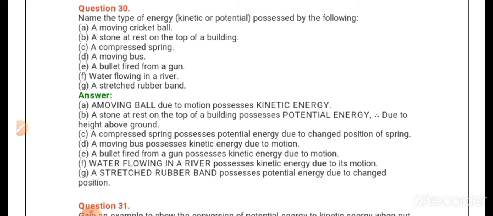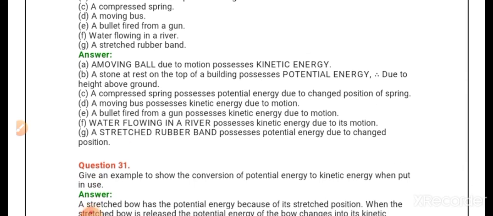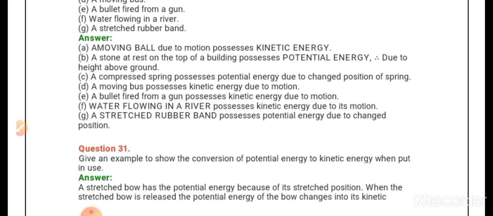D, a moving bus. Moving bodies possess kinetic energy. A bullet fired from a gun, again it is in motion, so again it is going to have kinetic energy. Then water flowing in a river, it is also moving, so kinetic energy. A stretched rubber band, it is in the stretched state, not in the deforming state, so it is at rest, so having potential energy.